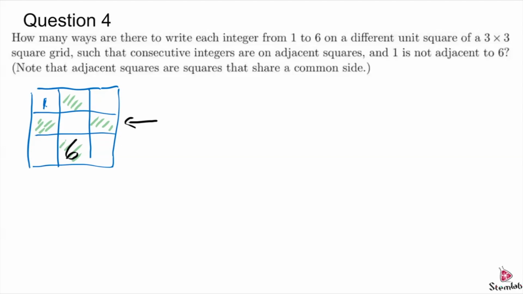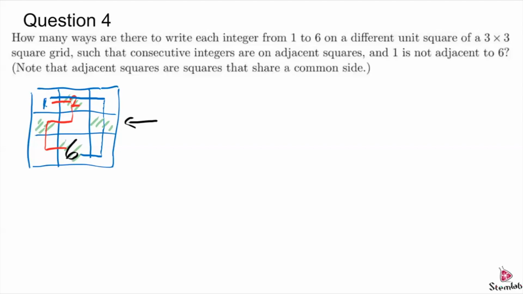Okay, so we can trace the paths that come from 1 to 6. For example, if 2 is here, then there's a path that goes 1, 2, 3, 4, 5, 6. That's one path. The other path is 1, 2, 3, 4, 5, 6. Okay. There's a few more paths.